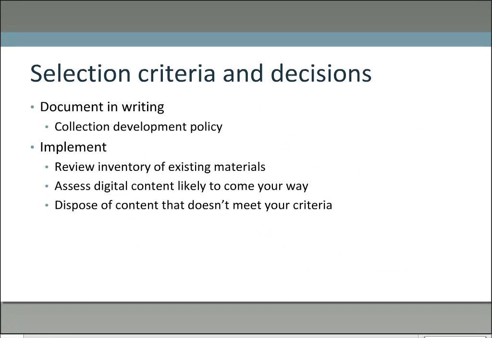Be sure to document your criteria in your collection development policy or in a separate document, then focus on implementation. Review your inventory of digital content and dispose of any content that doesn't meet your criteria, either by discarding it or offering it to a more suitable repository. Think too about what's likely to come your way and be prepared to say no if someone offers you content that doesn't meet your criteria.